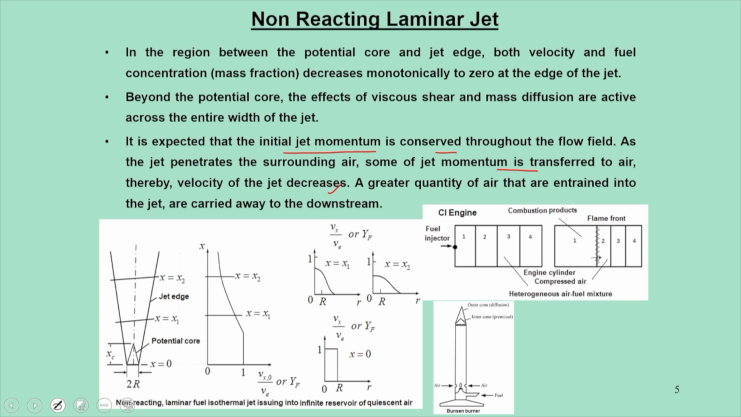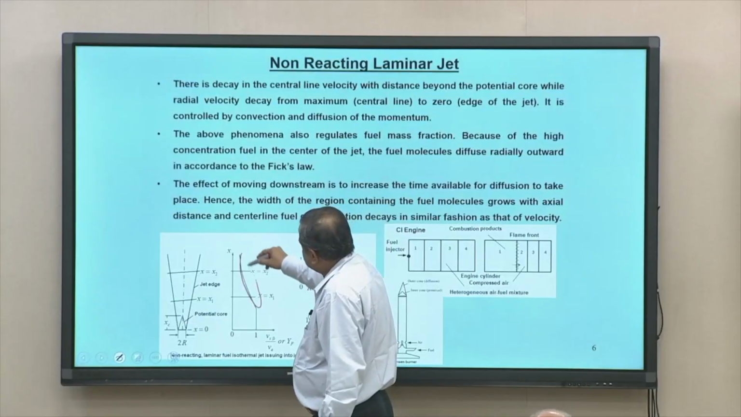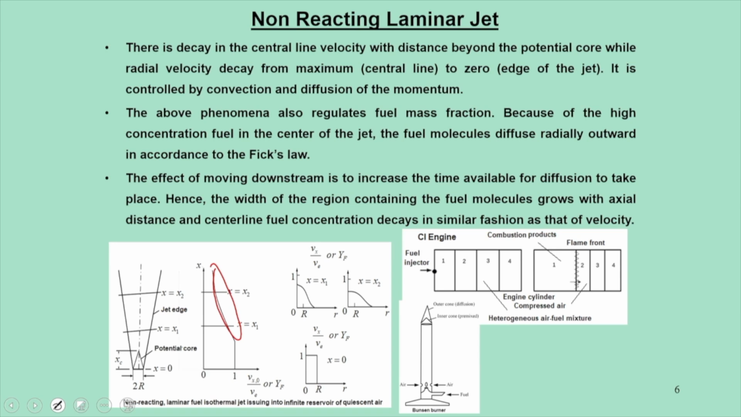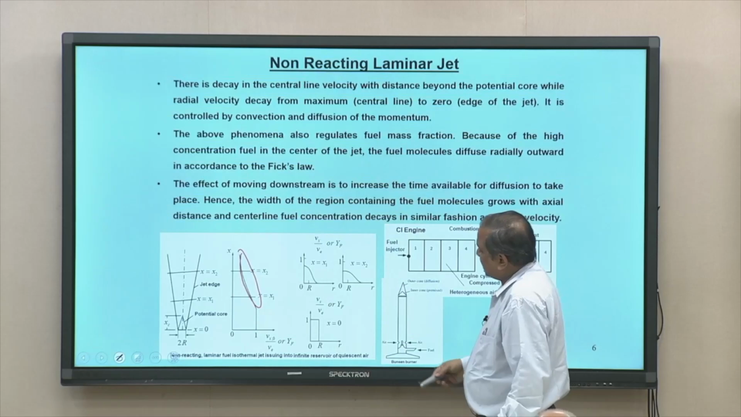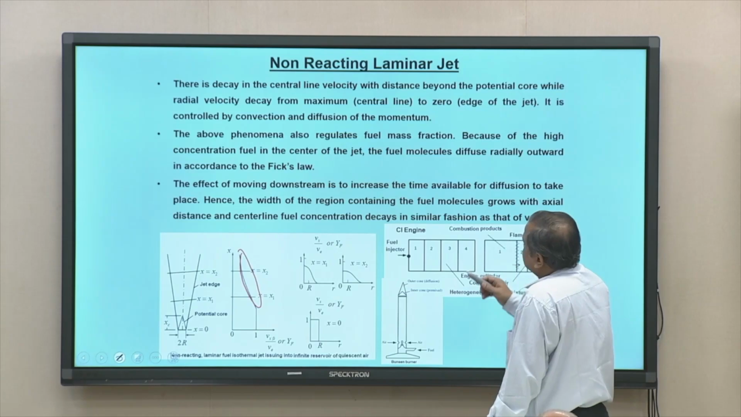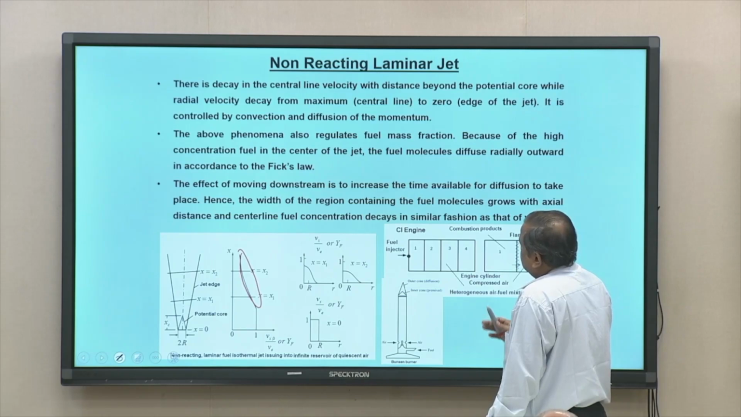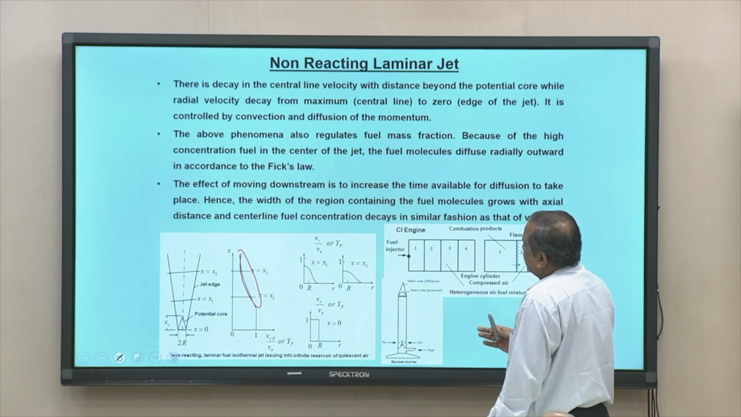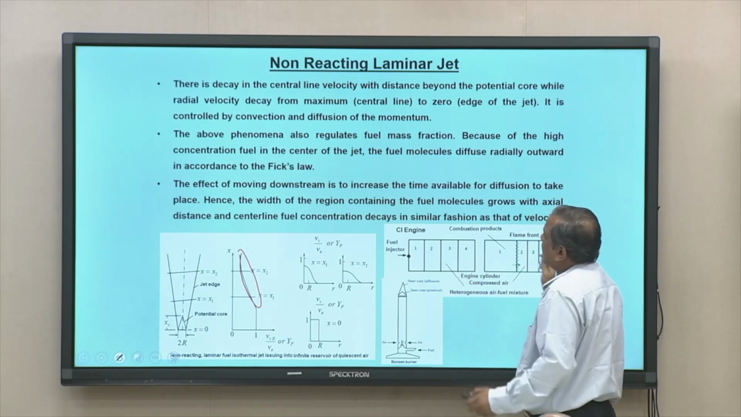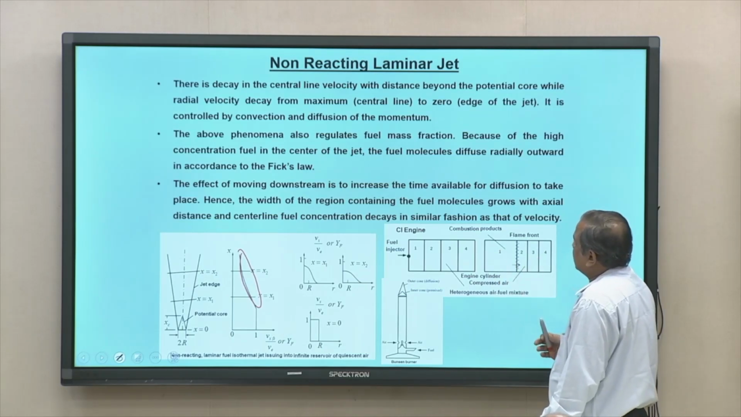Thereby the velocity decreases, and the greater quantity of air that has entered into the jet is carried away downstream. So when you look at the typical nature of the profile, it appears to be in decay. It is called a decay in terms of velocity and mass fraction of the fuel, and that decay is in both radial and axial directions. At the central line we have this maximum effect, and once you move away from this central line, the effect comes down.